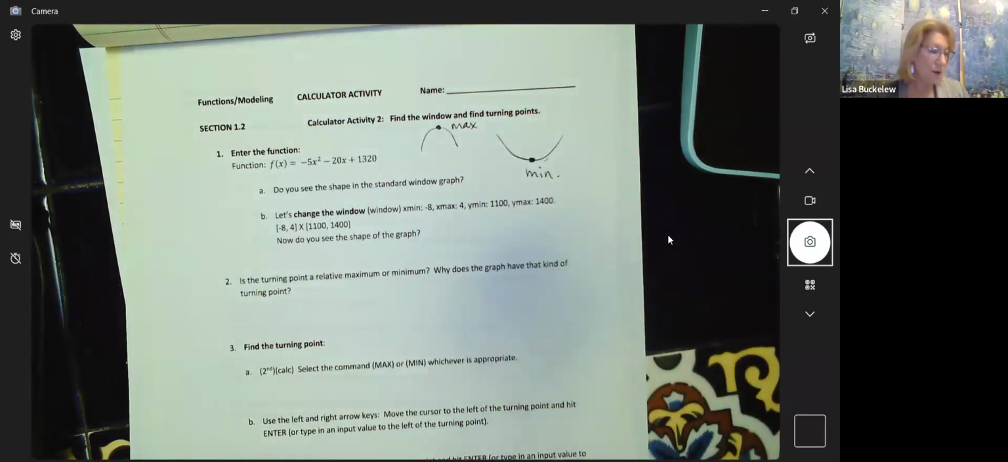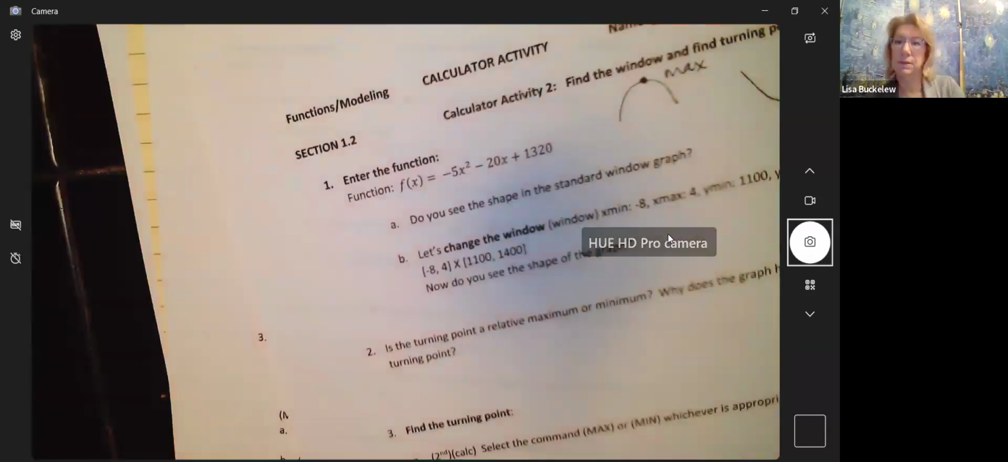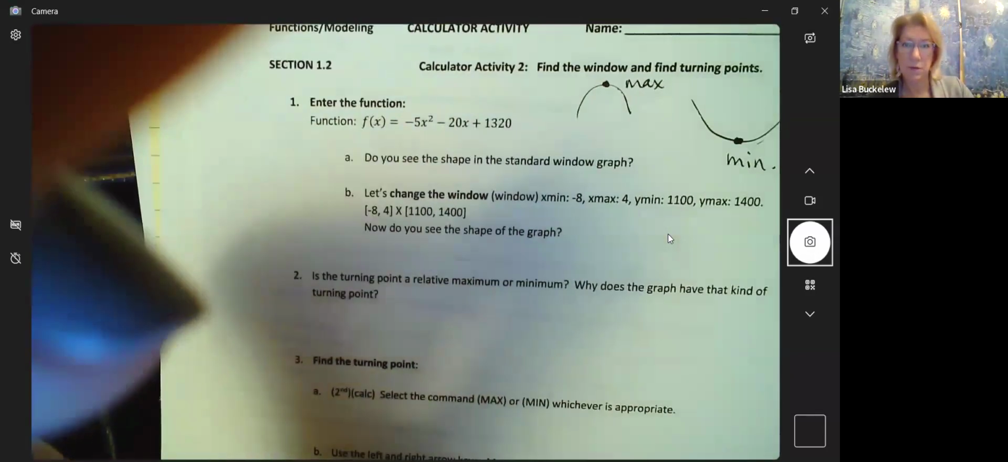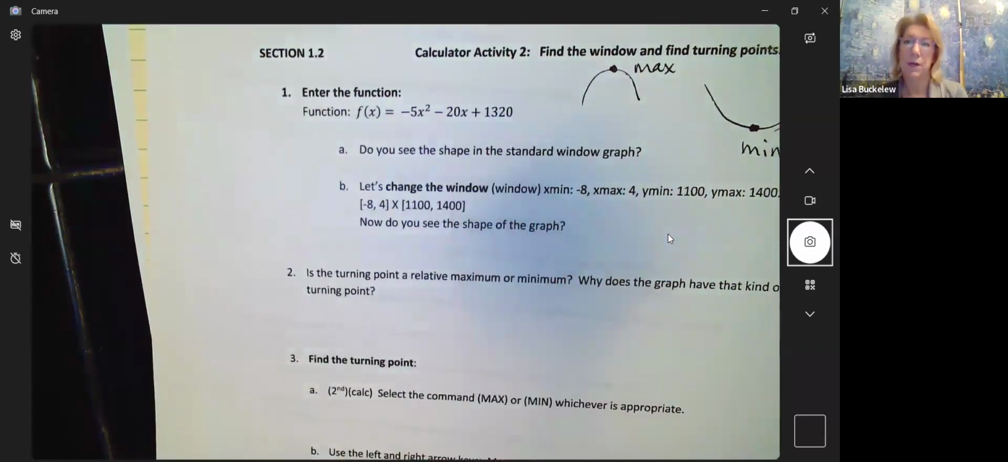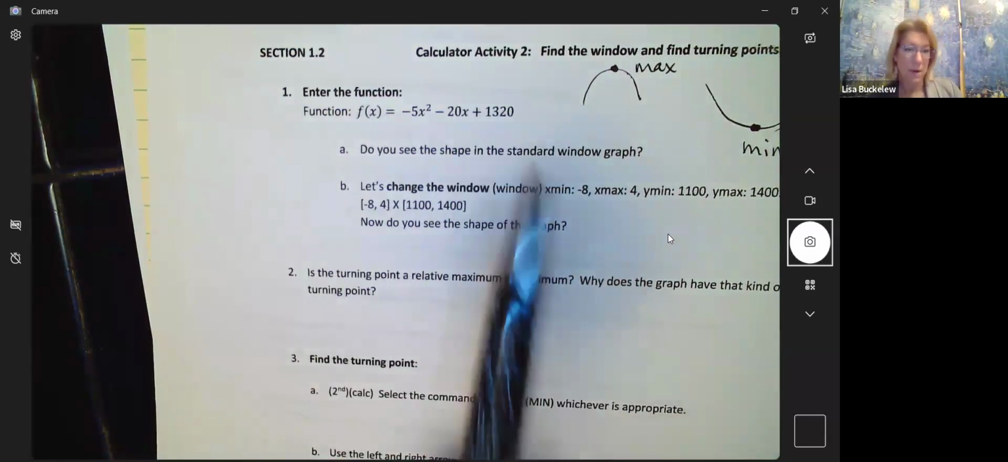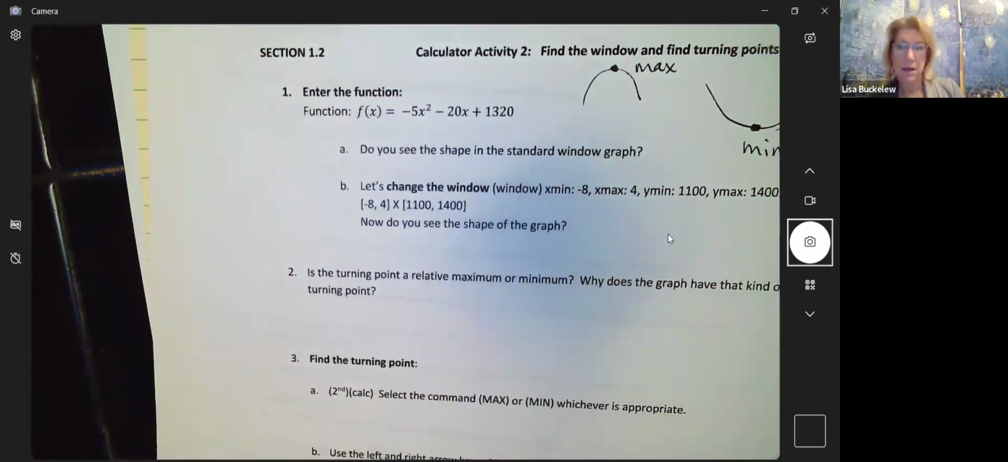Okay, so while I have this one on here, because I probably won't come back to this, everybody. There it is. Let's go back. Let's put this function into our calculators, or let's write this down and I'll show you how we're going to do it. I'll start again with the TI-84. So we're going to put that in our calculators: negative 5x squared minus 20x plus 1320. And it says we'll start in the standard window. So let's try that. If you don't have this sheet, hit pause and copy that down, negative 5x squared minus 20x plus 1,320. And then unpause it and come back and let's all get it graphed.